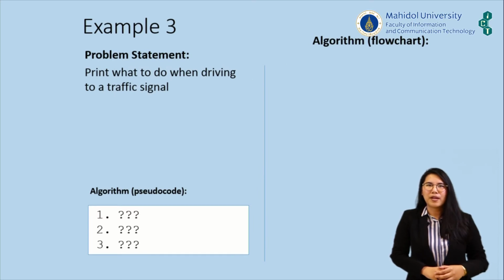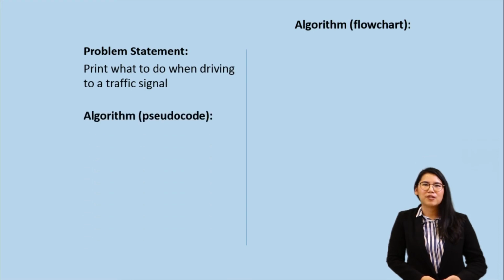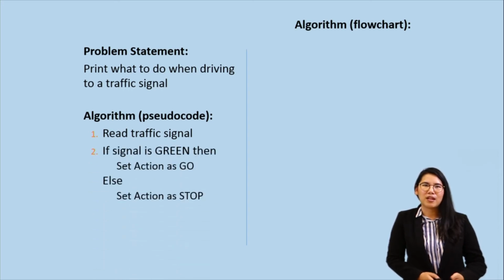The third problem is to print what to do when driving to the traffic signal. So thinking about you going to the traffic light, you have green, yellow, red, what are you going to do? So you can pause the video a little bit again and try to solve the problem. Okay, I think you already know the answer, so let's see the sample solution, starting with the pseudocode. You need to read the traffic signal, whether it's green, yellow, or red. And then if the signal is green, you set action as go, else set action as stop, and then print action.